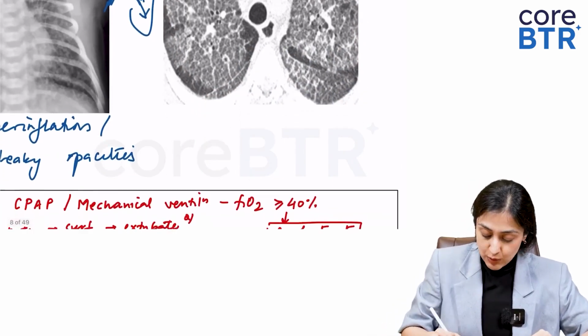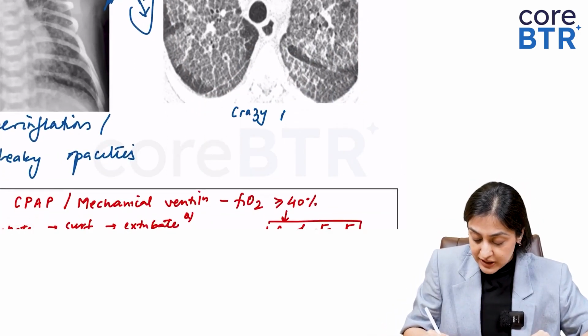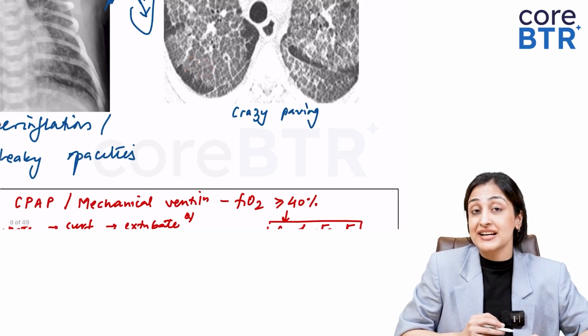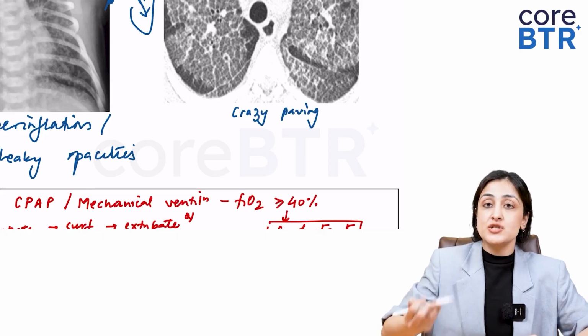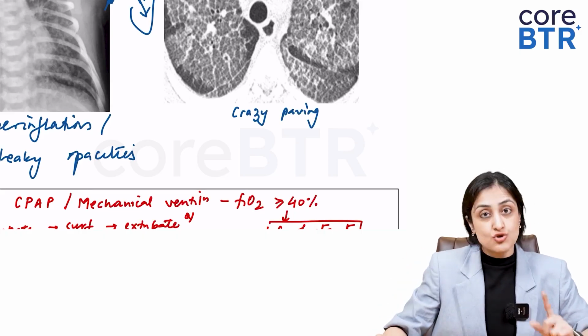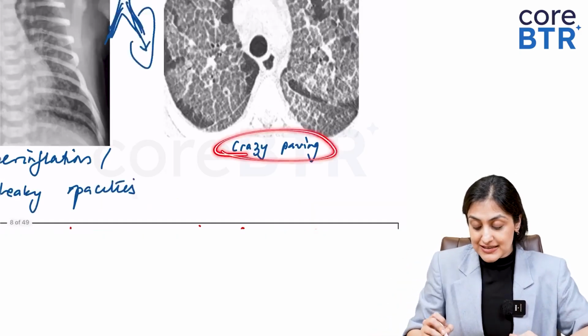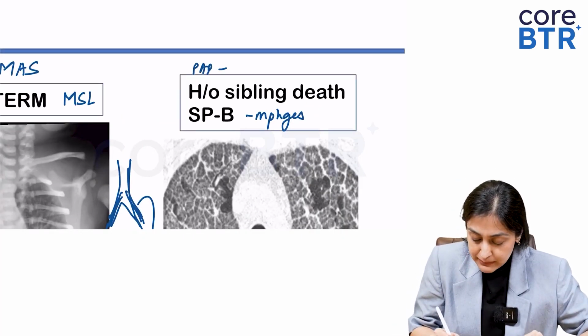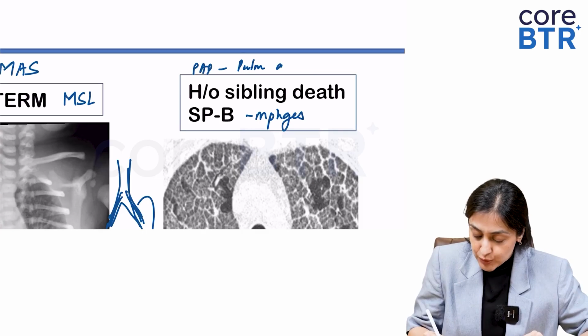So this is what we call the crazy paving appearance, which is nothing but these GGOs, ground glass opacities, that are filling the alveoli because the surfactants are not doing their job. Okay, so this is crazy paving. And so the diagnosis here is PAP, which is pulmonary alveolar proteinosis.